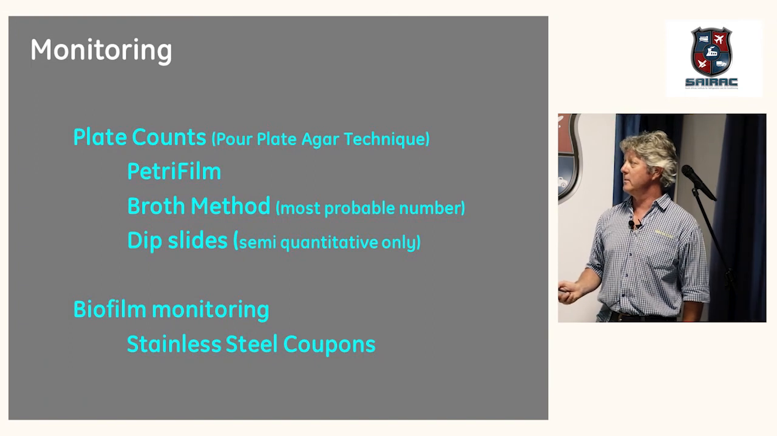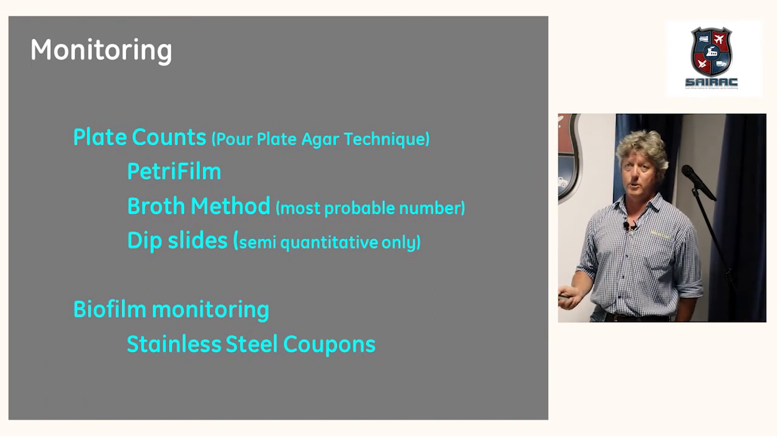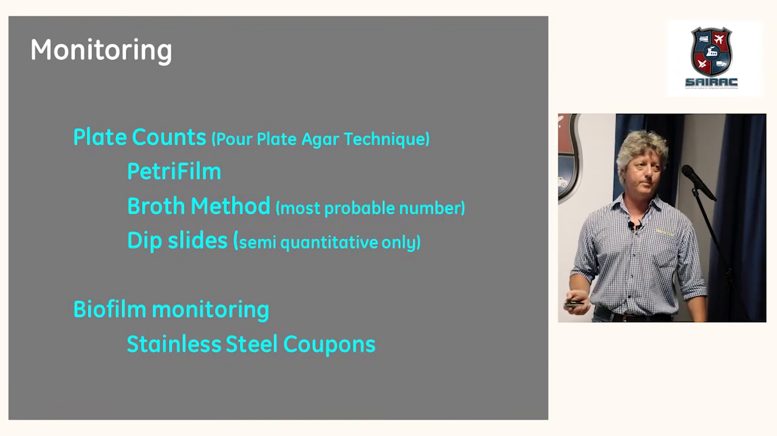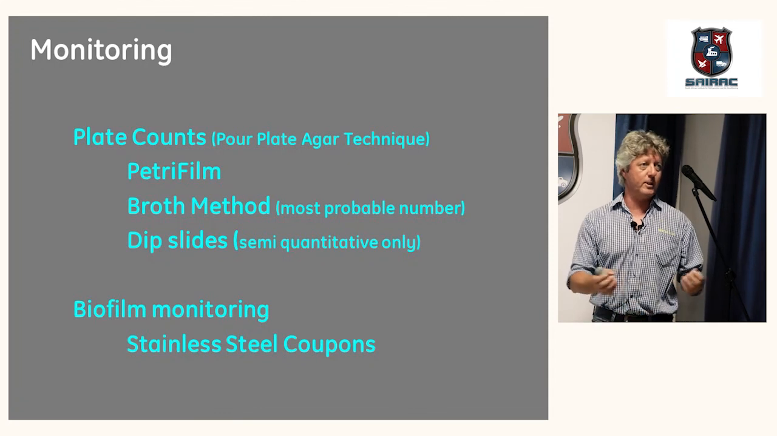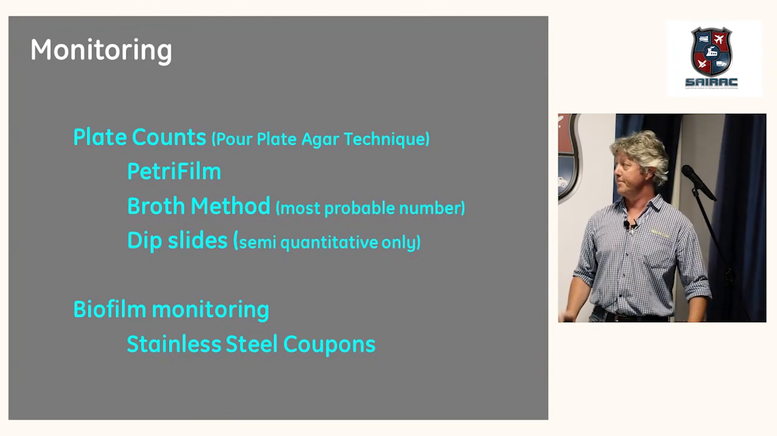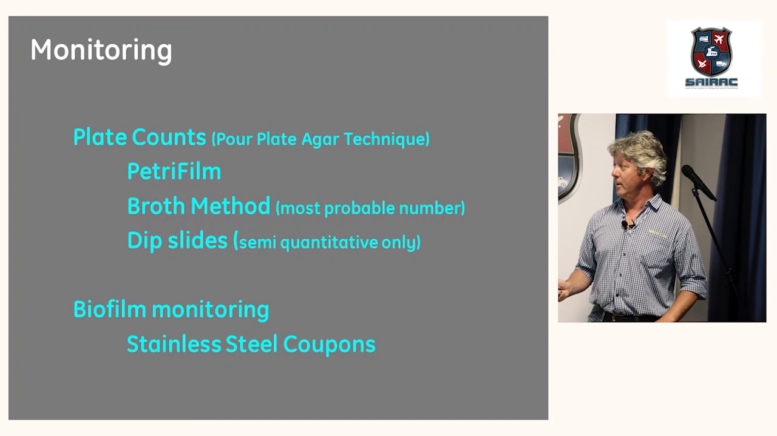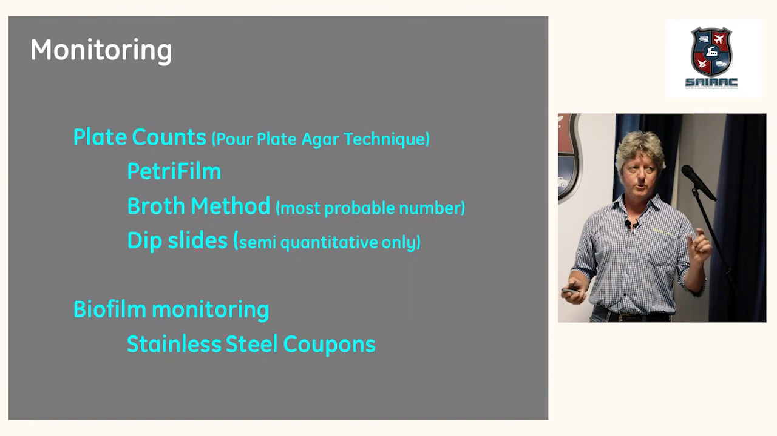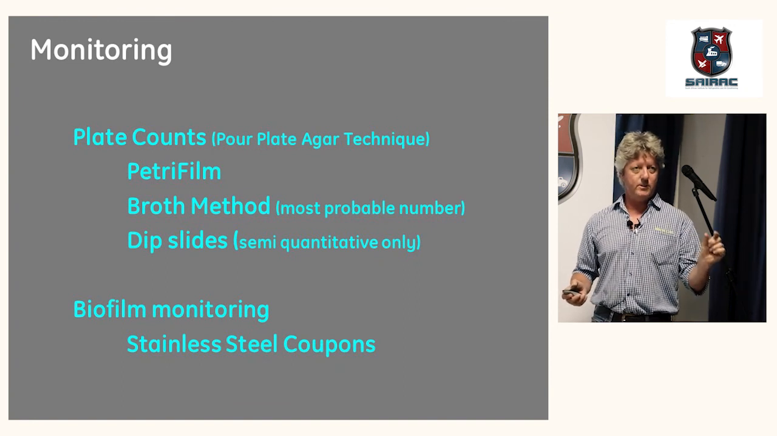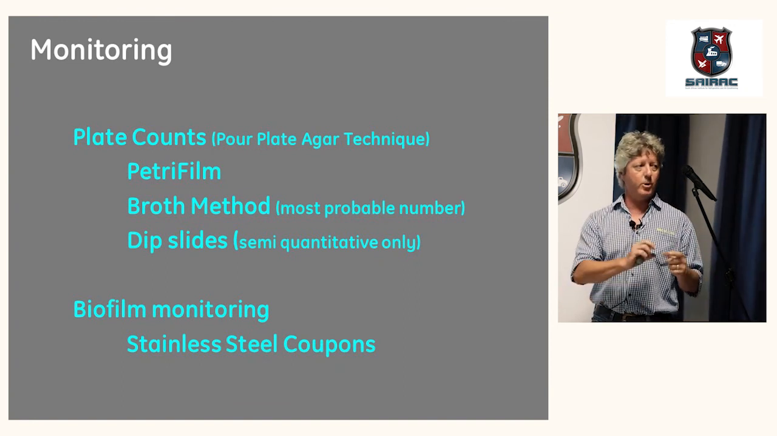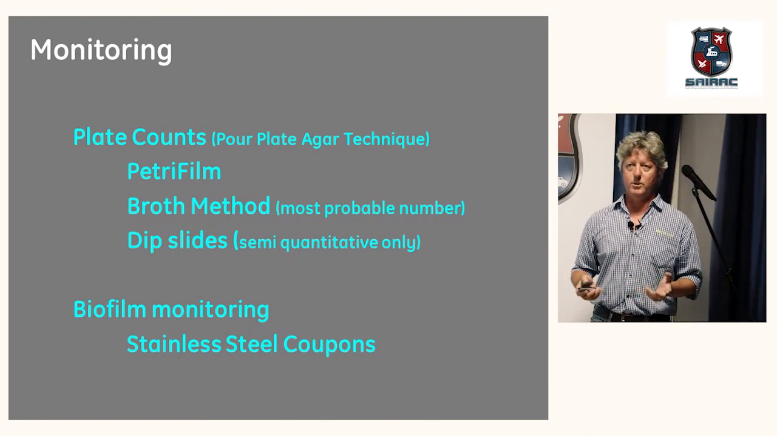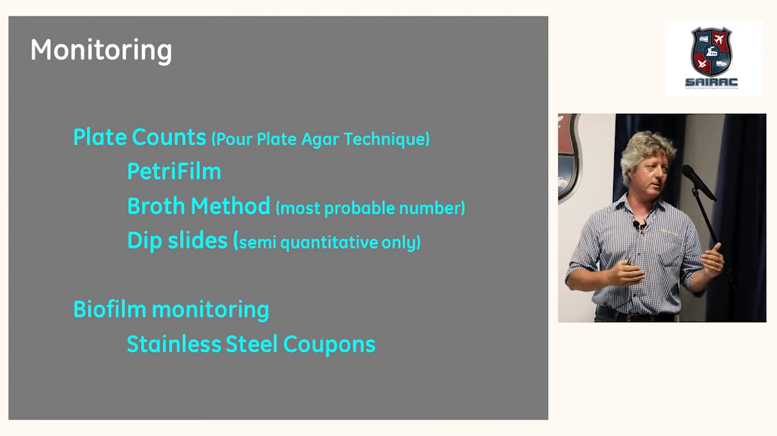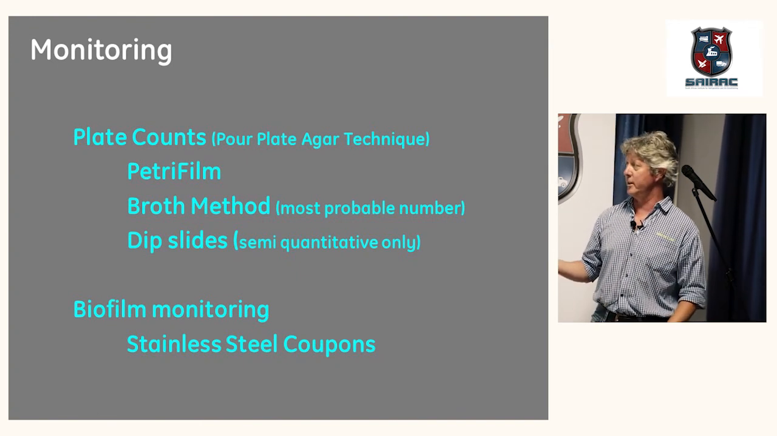Biofilm monitoring, stainless steel coupons. Okay, you can put a stainless steel coupon into the system, take it out once a week, see what it looks like. If it's full of slime, then you know you've got a problem. Also, just make sure that if you do put in coupons, that you use plastic nuts and plastic bolts. That's in order to keep it away from the metal as far as possible, because otherwise galvanic corrosion can actually take place. It depends on what kind of coupons you're putting in.